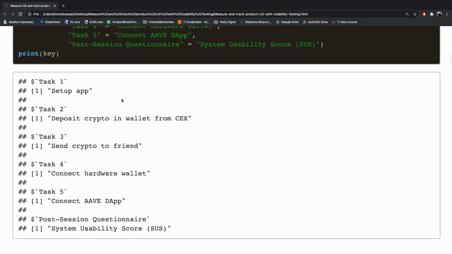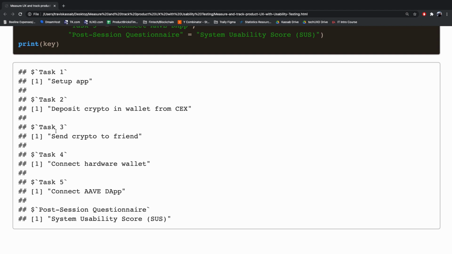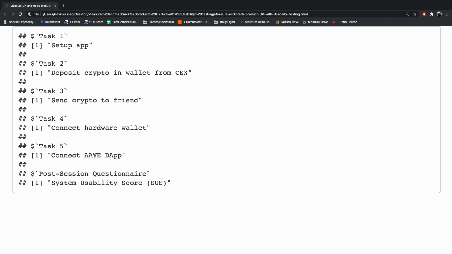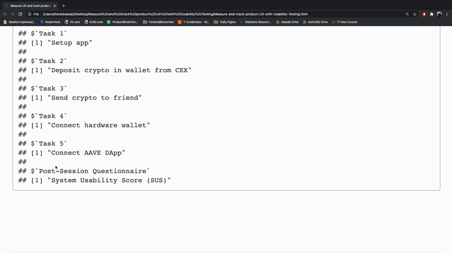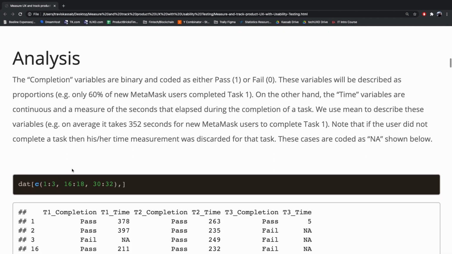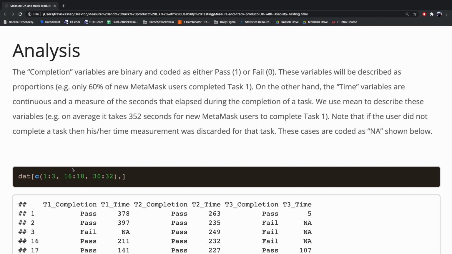Anyway, the 5 tasks that we're going to test for each product are: task 1, set up the app, so sign up, maybe create your account, that kind of thing. Task 2, deposit crypto in the wallet from a centralized cryptocurrency exchange. Task 3, send crypto to a friend. Task 4, connect a hardware wallet. Task 5, connect Aave, which is a DApp, to the crypto wallet. And then we're going to give a 10-question post-session survey, which is called the System Usability Score. Awesome. All right, now we're into the analysis.